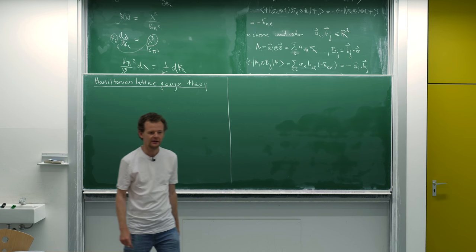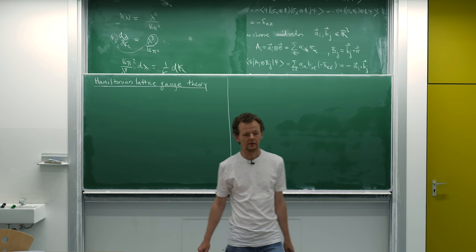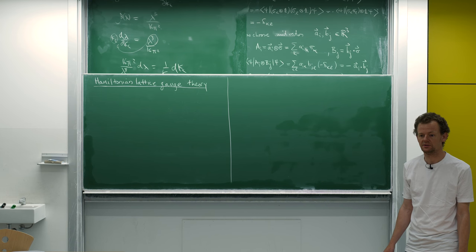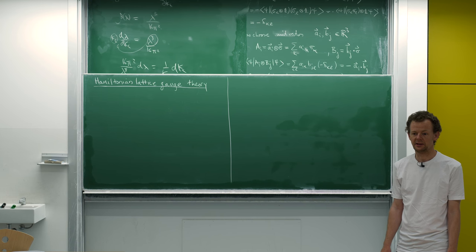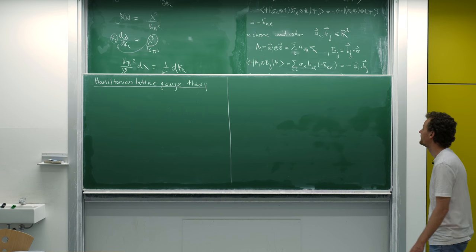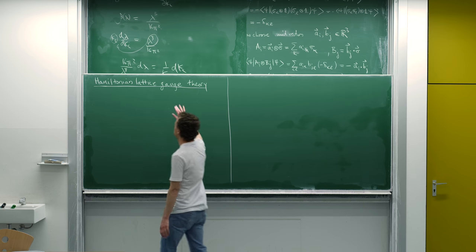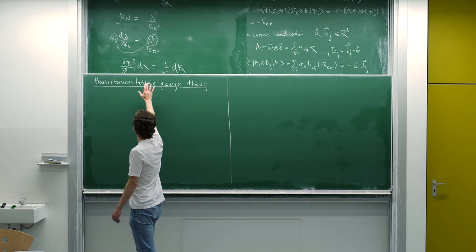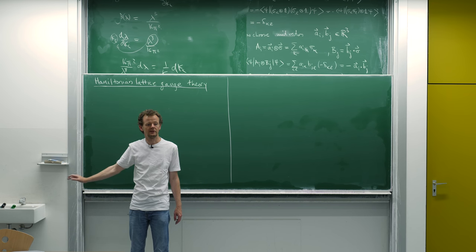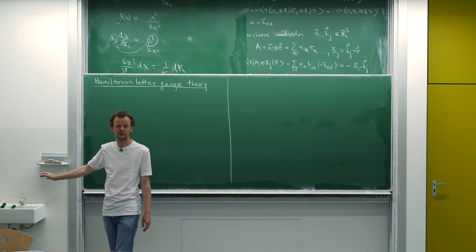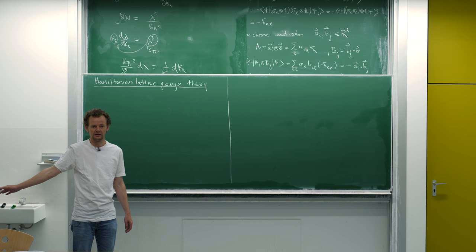All right, welcome back. So today we're going to carry on our discussion of a microscopic formulation of gauge theory based on the real space lattice. And in contrast to the usual discussion of gauge theory on the lattice, we're not going to do it in Euclidean Wick rotated lattices, but instead we're going to build a Hamiltonian microscopic theory for gauge theory.